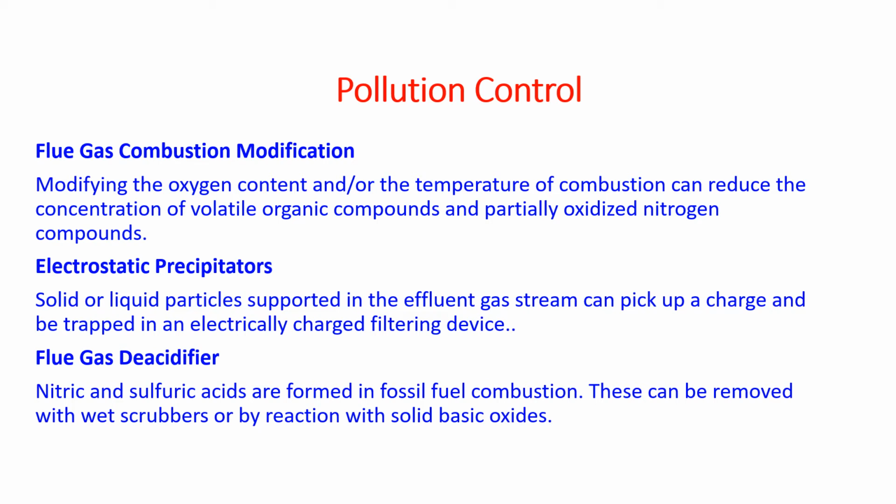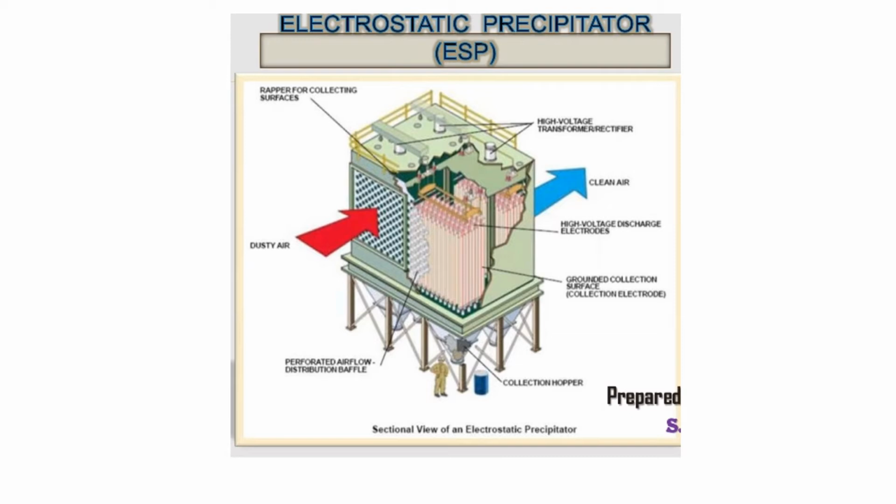Solid or liquid particles in the effluent gas can pick up a charge and be trapped in an electrically charged filtering device. That is the basic mechanism of the electrostatic precipitator. If you look at this diagram, you can easily understand that it consists of two sets of electrodes, one positive and another negative. The positive electrodes are of plate shape, made of plates, whereas the negative electrodes are in the form of wire mesh.